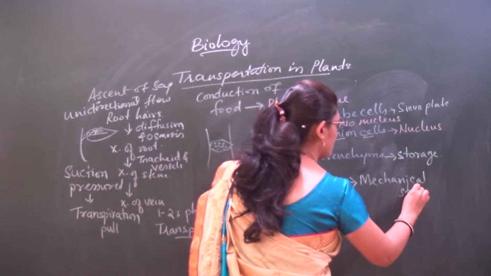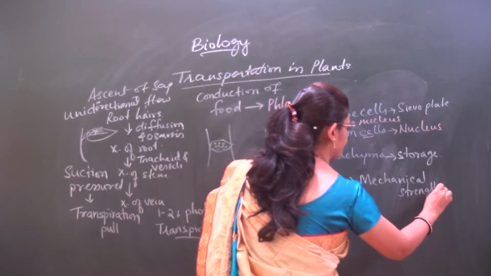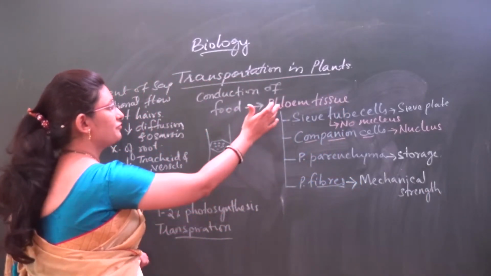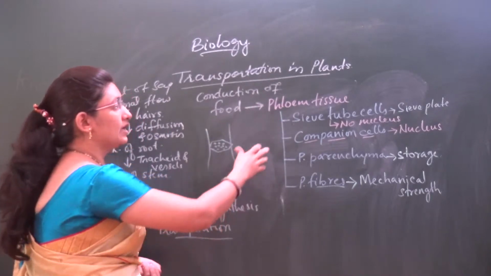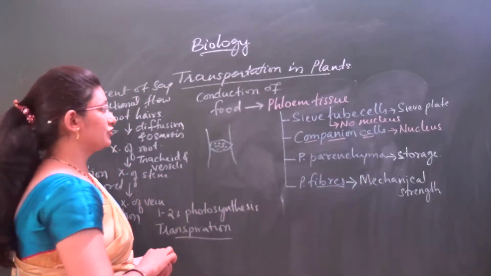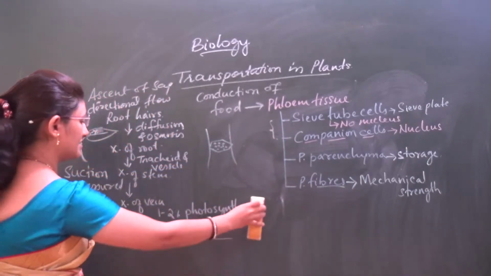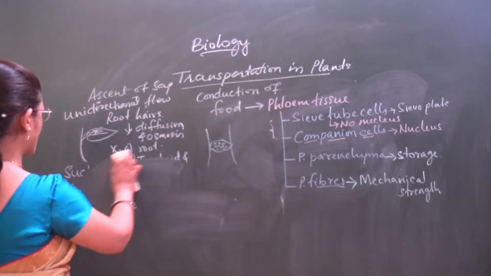They are providing the mechanical strength. Okay, so these are the components of the phloem tissue. These components help in the conduction of the food material. Now, whatever food is formed, where is it stored?